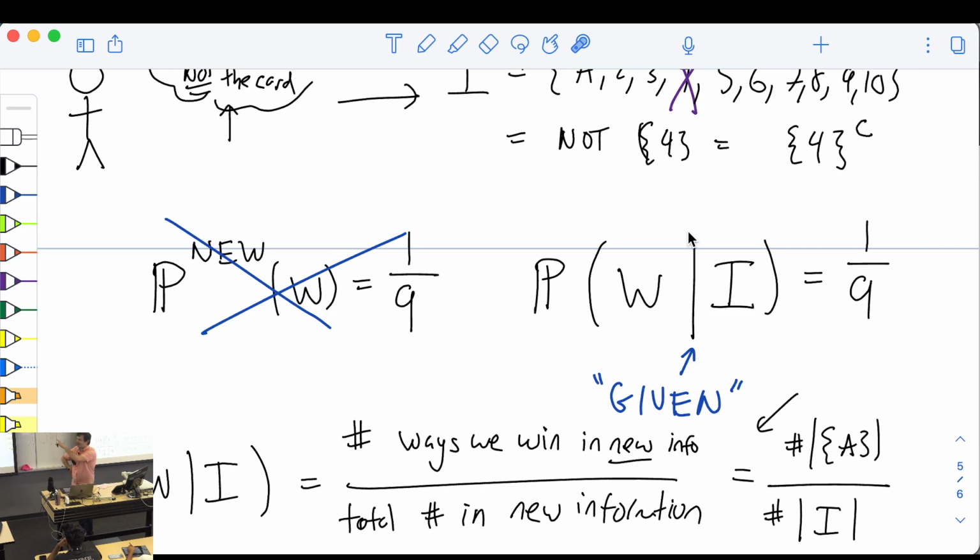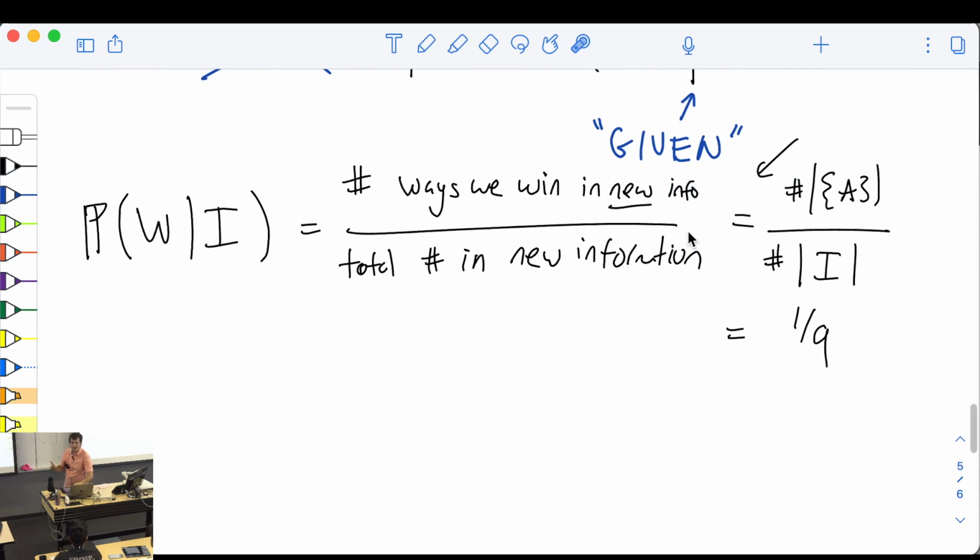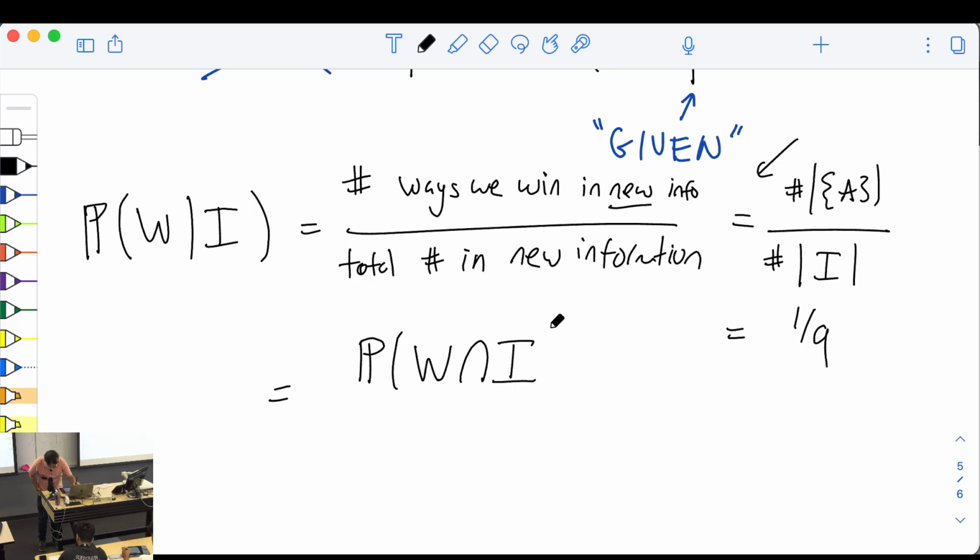Okay, so that is the probability of winning given the information. Here we kind of did it from scratch. I do want to show you one other formula. In a lot of courses, they'll just tell you the formula and say, that's it. Here we came up with what it really means, and now we're going to derive the formula. Here is the formula. It's the old probability of winning intersection I divided by the probability of I.